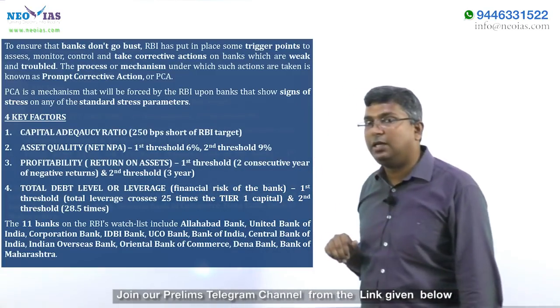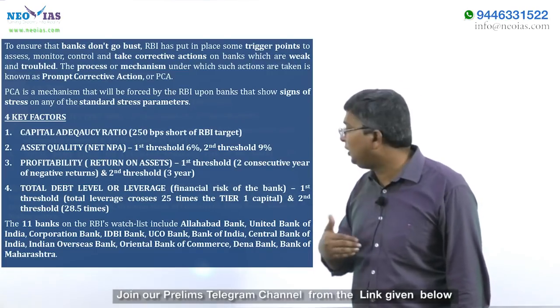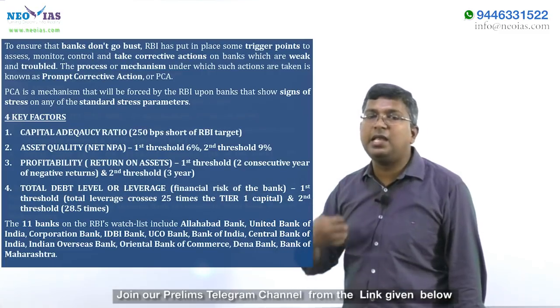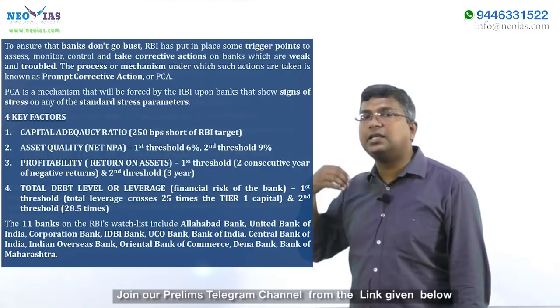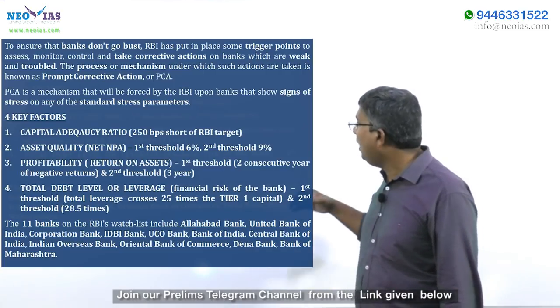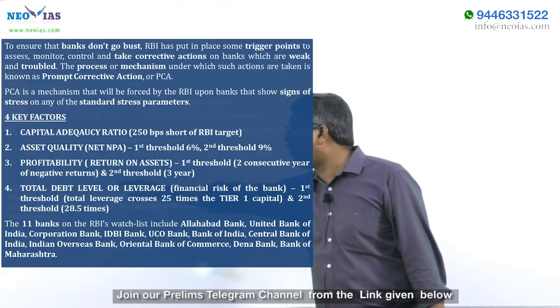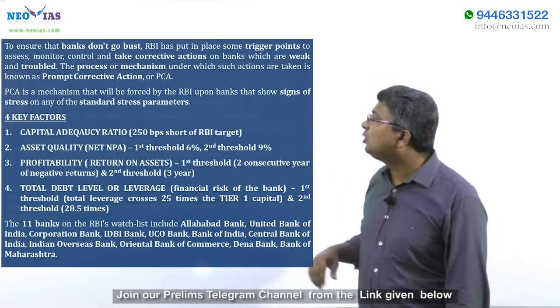the tier 1 capital. Tier 1 capital is the core capital of the bank. Mainly tier 1 capital consists of the share capital as well as certain reserves. And the second threshold is if the total leverage crosses 28.5 times the core capital or the tier 1 capital. So this is the fourth one.